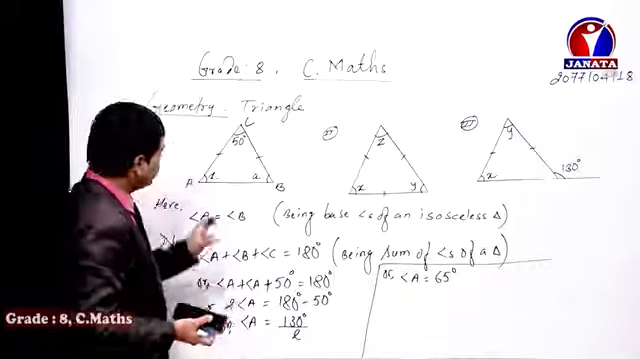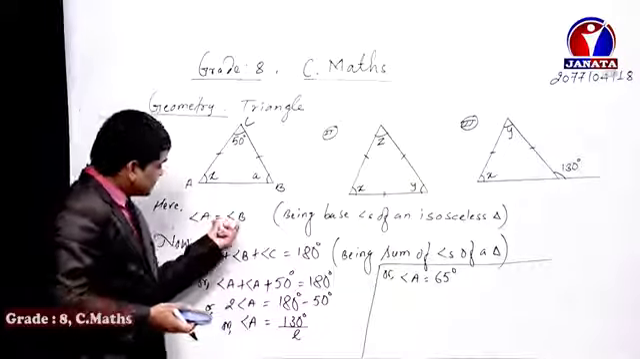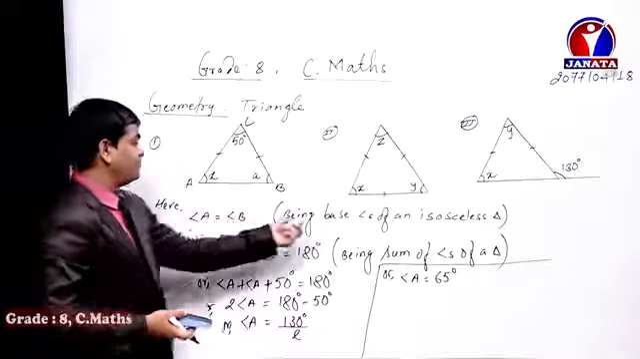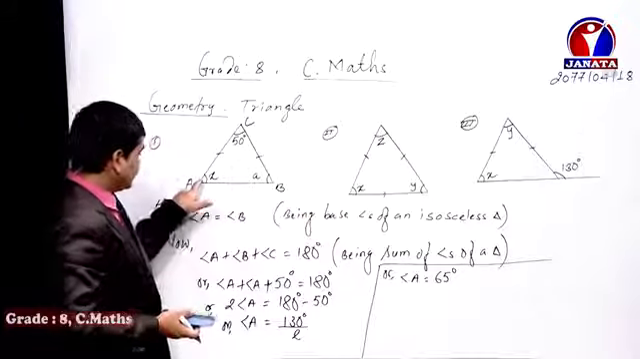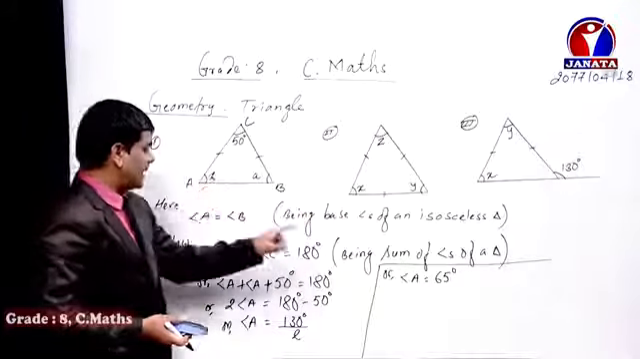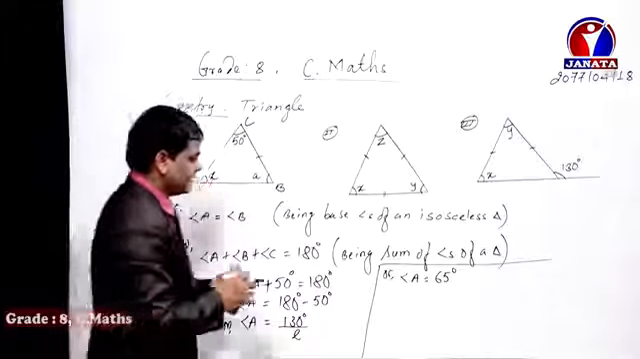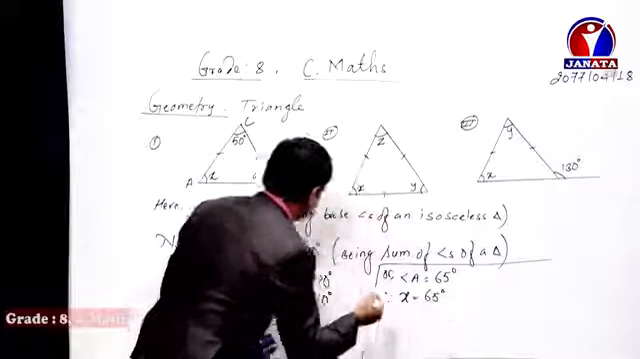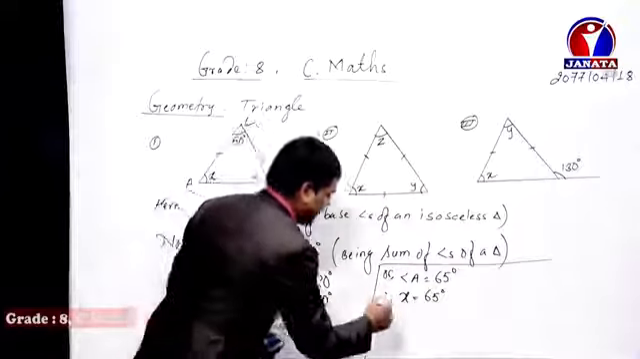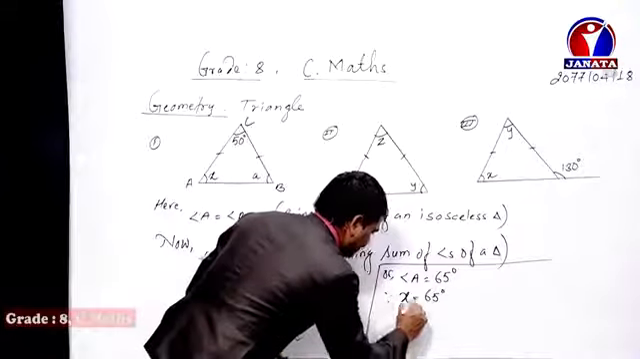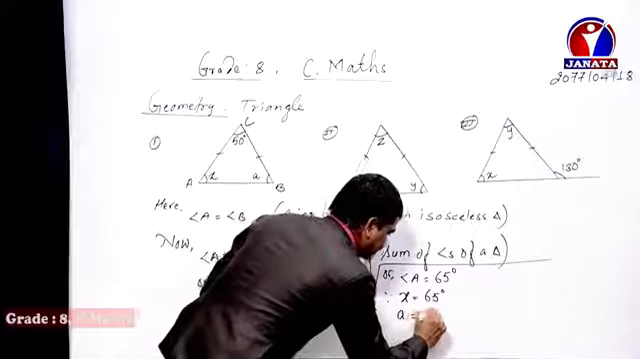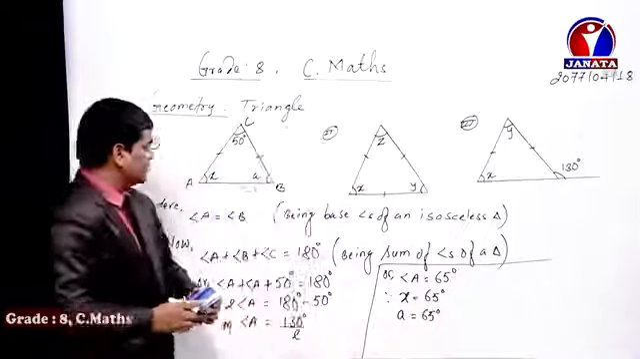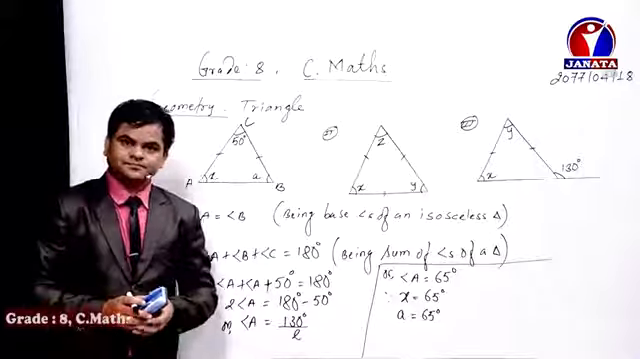Now dear student, you can do it yourself. As we have already copied the statement of base angles of an isosceles triangle, and we got the value of A as 65 degrees, you can write therefore x equals 65 degrees. And then again angle B is equal to angle A, that's why the value of B also comes as 65 degrees. So this is the way of solving such type of question.